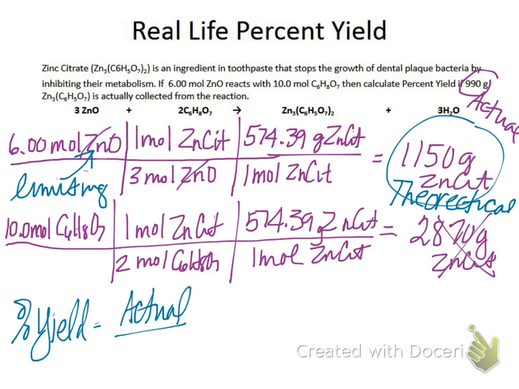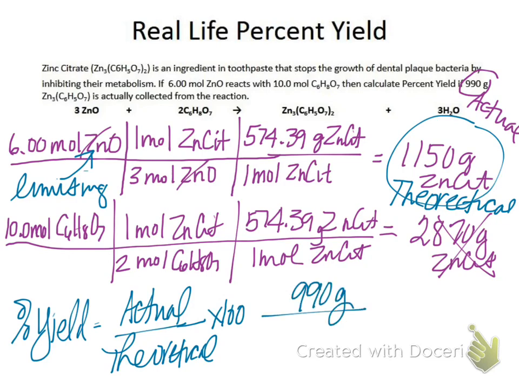Actual over theoretical. Here's a hint. Your theoretical, your bigger number should always be on the bottom, unless you messed up and you got too much stuff. Which in the lab on Thursday, every year there's people who get a little too much stuff. So if you get more than 100% on your lab, you're going to need to explain why. What was your error? So 990, they gave me in the problem as my actual yield. It said I collected it. And then we're going to divide by the theoretical.